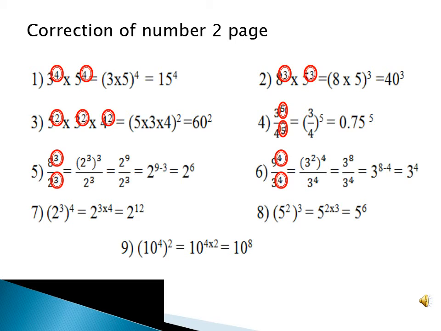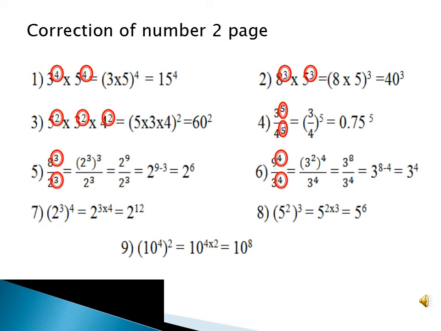We can also decompose 9 into 3 power 2. As we started in the class also, that 9 is 3 power 2. Then 3 power 2, and we keep 4 over 3 power 4. So it becomes 2 times 4 over 3 power 4. 2 times 4 become 8.